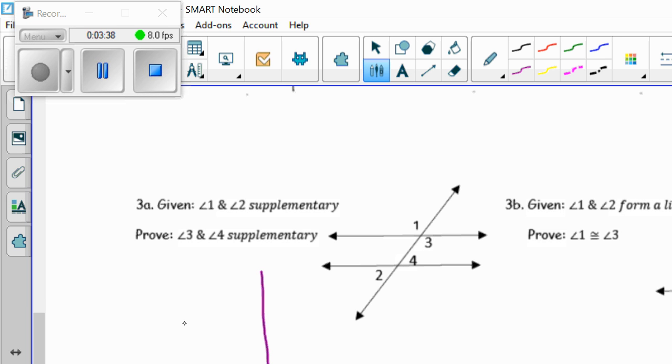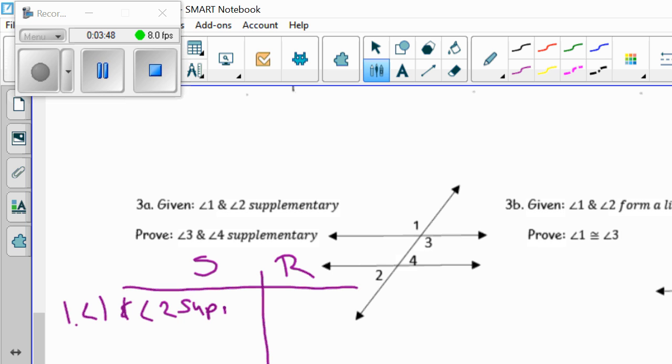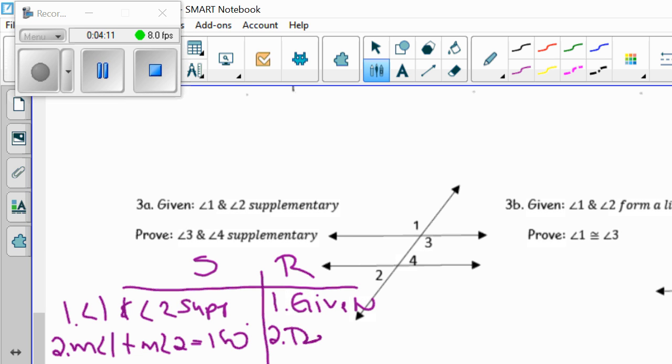So I need to make my statement and reasons column. So number 1, given angle 1 and angle 2 are supplementary. Given. I need to prove that 3 and 4 are supplementary. So what does angle 1 and angle 2 supplementary mean? That means that they add together to equal 180. So I can say that measure angle 1 plus measure angle 2 equals 180 degrees. My reason, definition of supplementary.